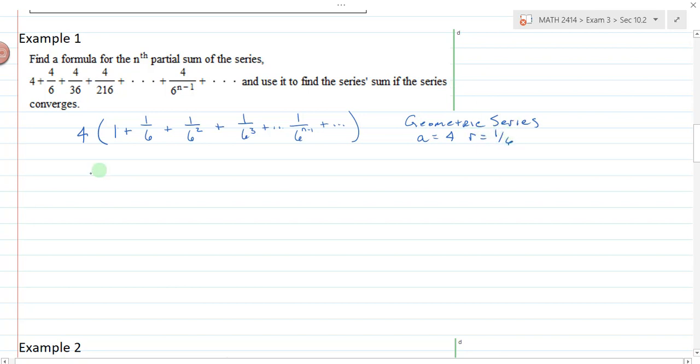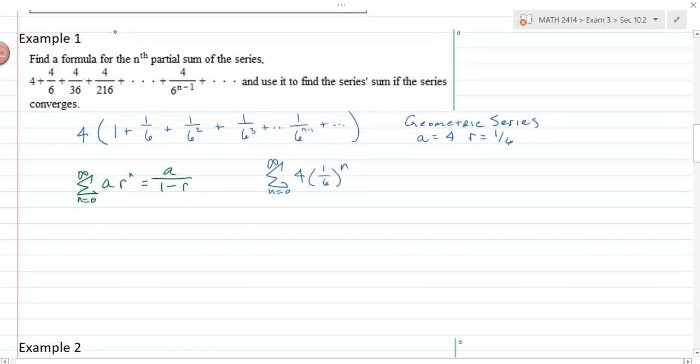I want to write my geometric series using the pattern that I give you on the cheat sheet. So that looks like this. It's the sum n equals 0 to infinity of a r to the n, and that's going to be equal to a over 1 minus r. So my geometric series I can write as the sum n equals 0 to infinity of 4 times 1/6 raised to a power of n.